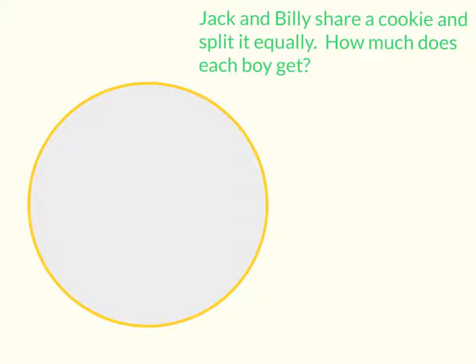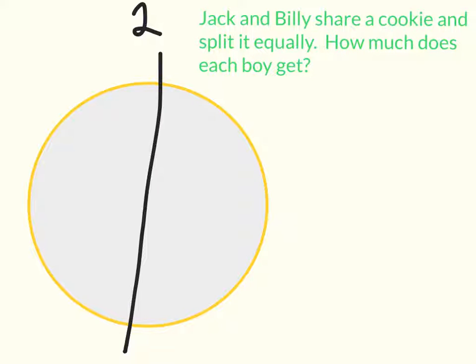We both know where we are going with each of these problems. I wrote a little blurb up top so we know what we are trying to do. For this one, Jack and Billy share a cookie and split it equally. How much does each boy get? We know that we have 2 boys, so we need 2 pieces. We're going to split this right down the middle. Sorry, I started a little too far to the left, so I tried to straighten it out.